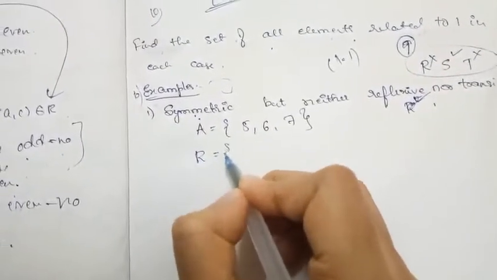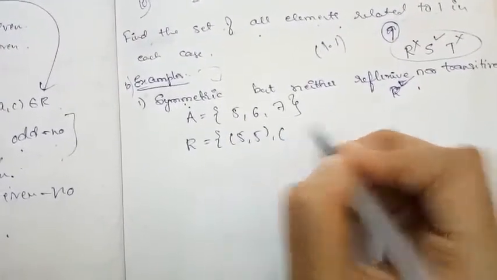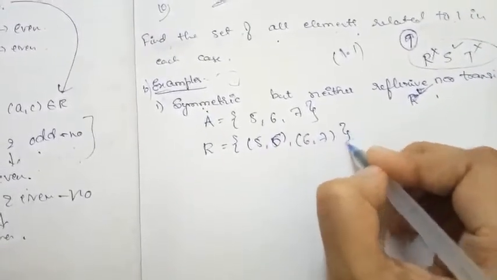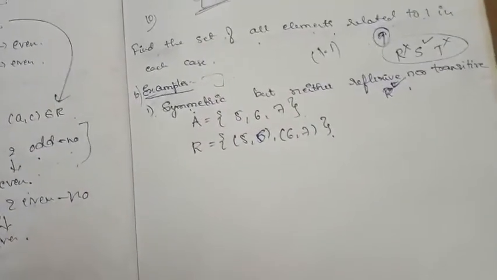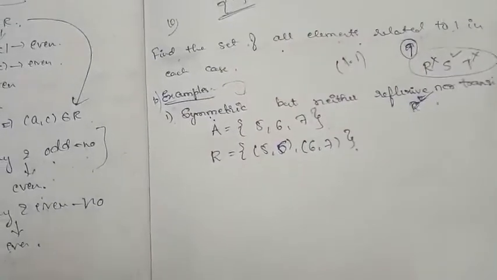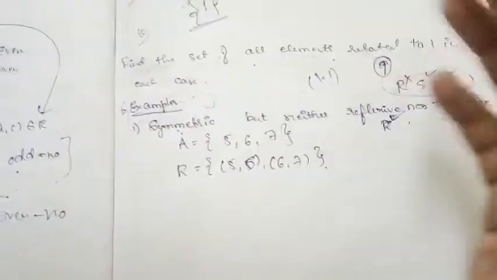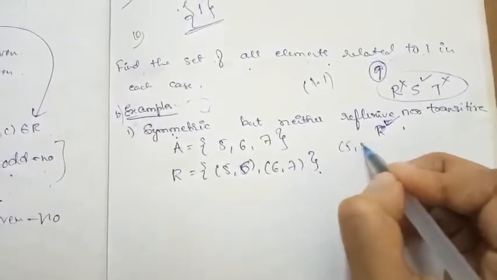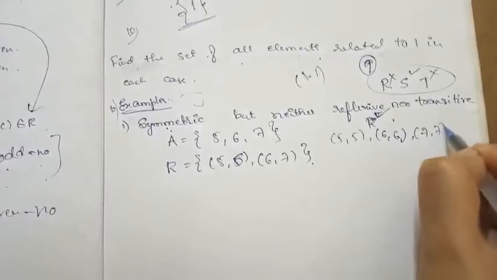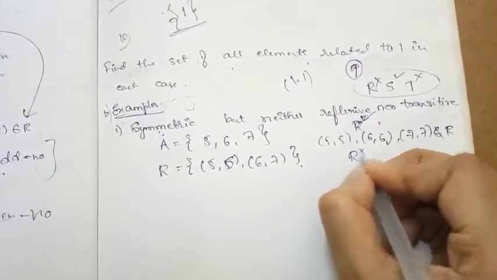I am defining a relation on that set A as R is equal to {(5, 5), (6, 7)}. You can see here, this is a relation defined by me. To say it is reflexive, we should have (5, 5), (6, 6) and (7, 7) in the relation, but there is none of this in the relation, so it is not reflexive.